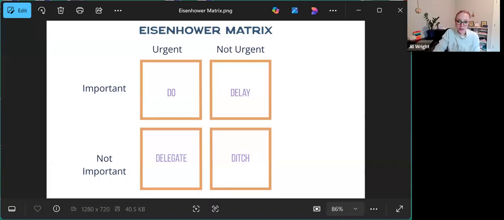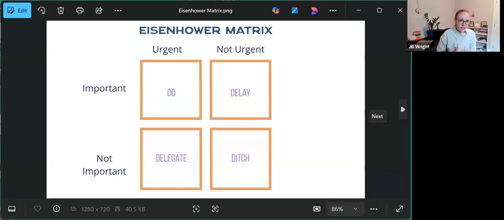Okay, one of my very favorite tools is the Eisenhower matrix. We use this to be able to determine what's a priority, and so I wanted to share it with you today. Hopefully you can see my screen. I am just sharing this very basic diagram that I created.